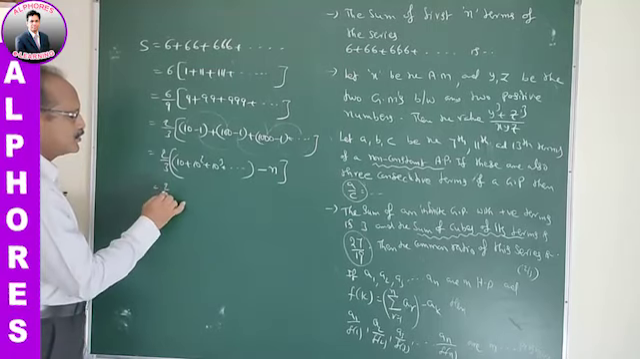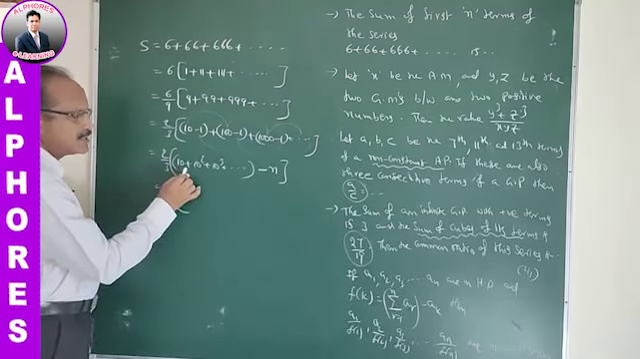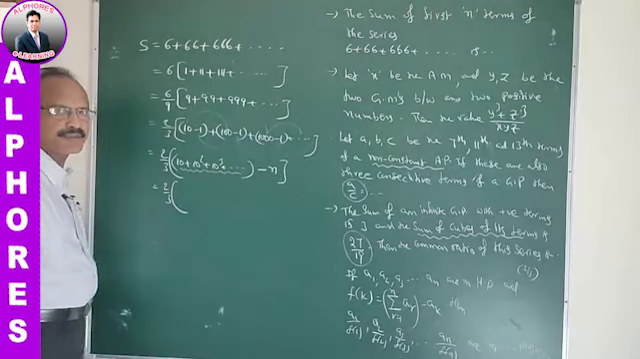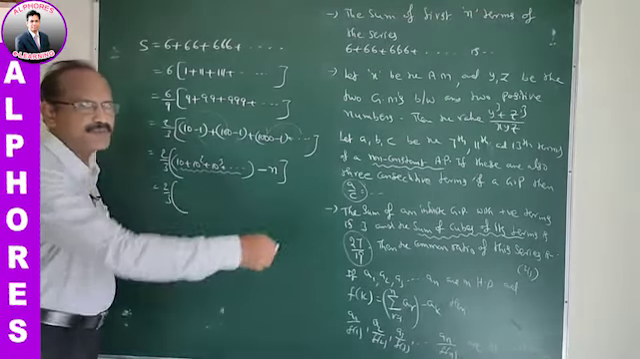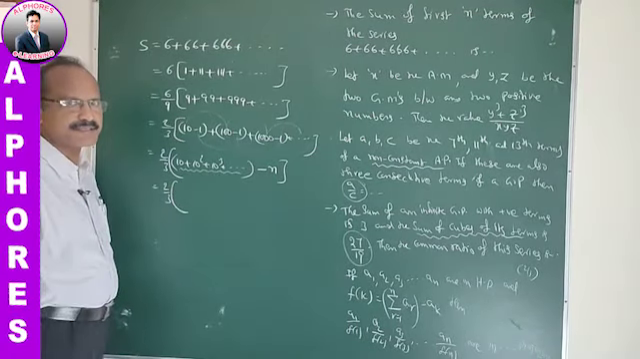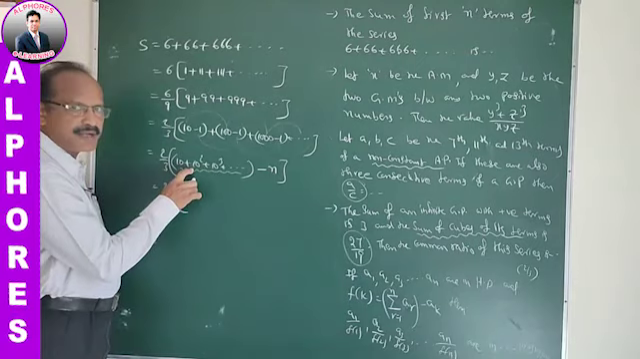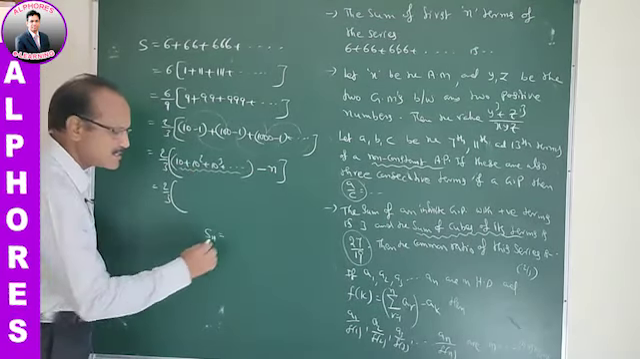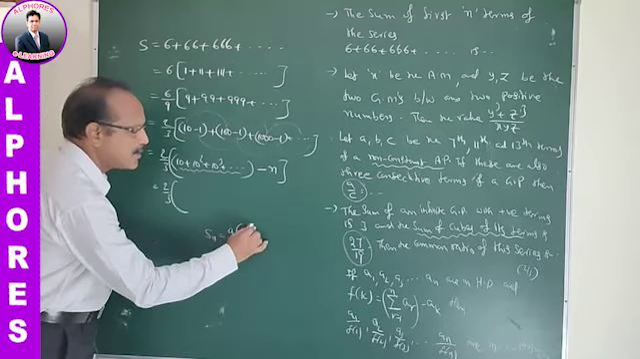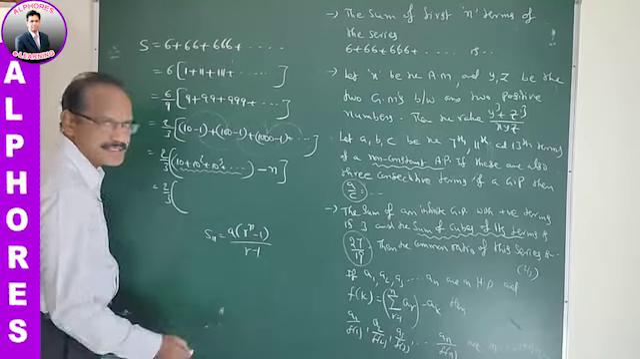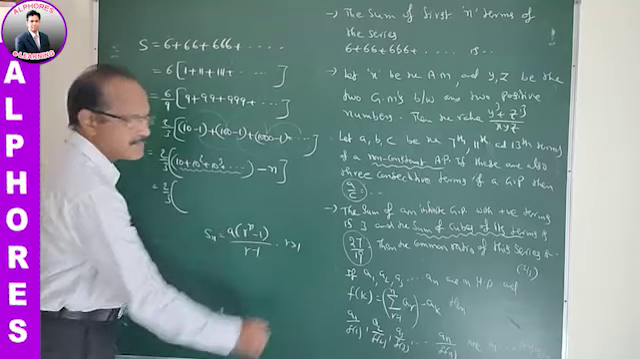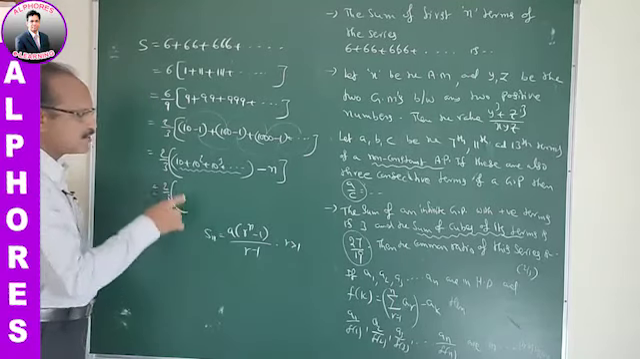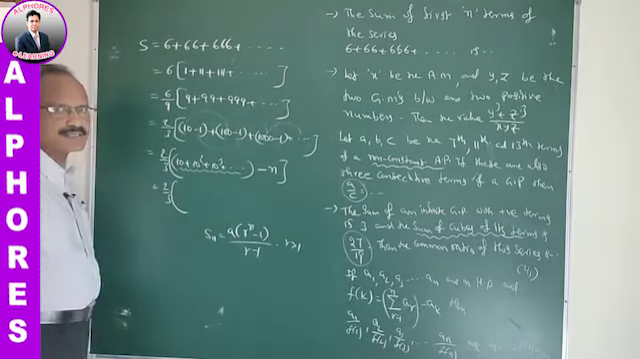Now 2 by 3 of, it forms a GP series: 10 plus 10 square plus 10 cube plus so on is a GP series. Now you have to calculate the sum to n terms of the GP series. So there is a formula: the sum to n terms of a GP series is given by a into r power n minus 1 by r minus 1, when r is greater than 1. Now we are using this formula for finding the sum to n terms of the series.